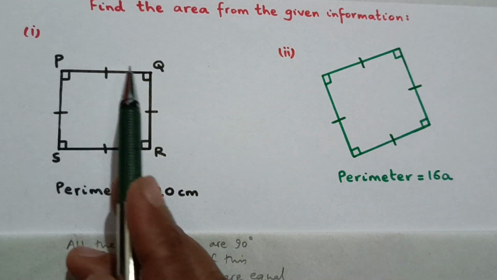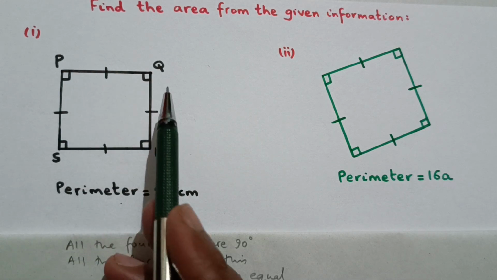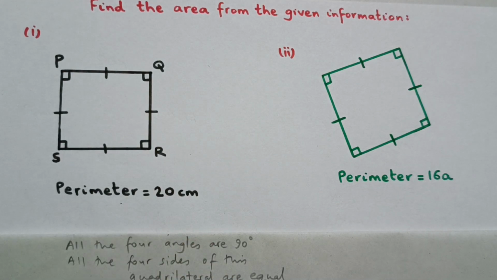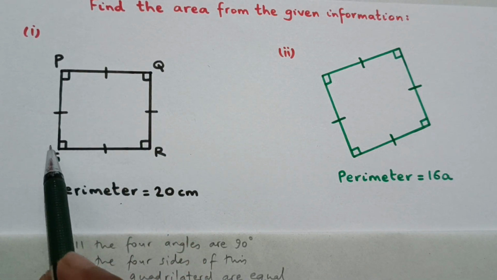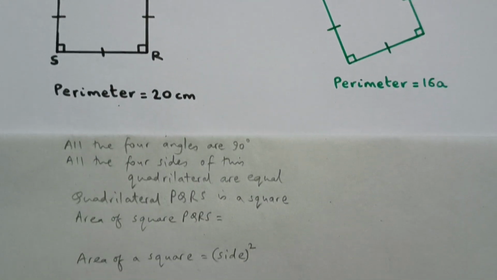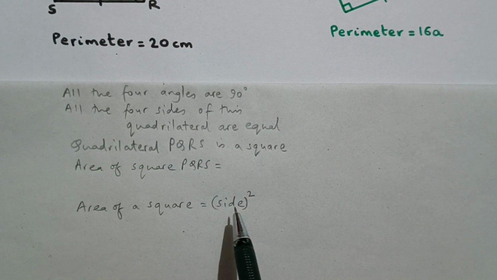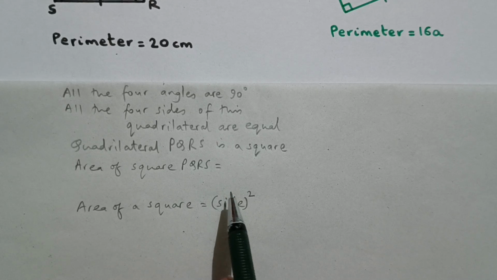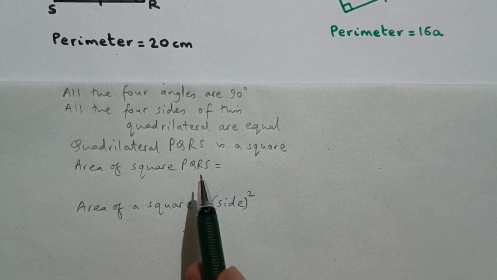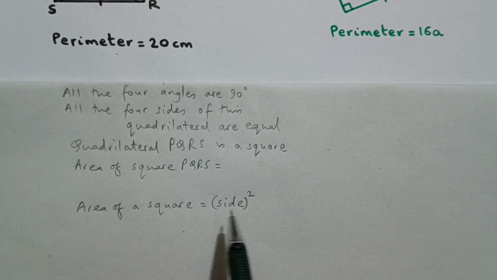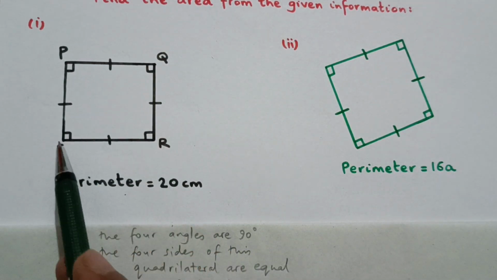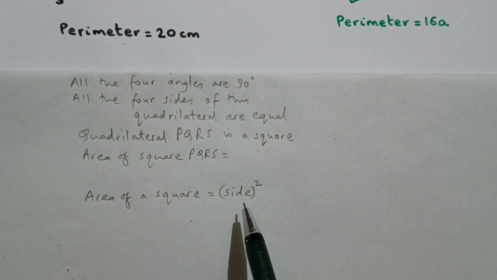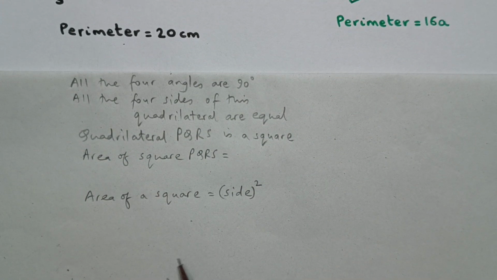But here in question number 1, we have not been given the measure of the side of square PQRS. We do not know the measure of each side of square PQRS. Therefore we can't apply this formula straightforward. So first we have to determine the measure of each side of square PQRS, and then we can apply this formula to find the area of square PQRS.